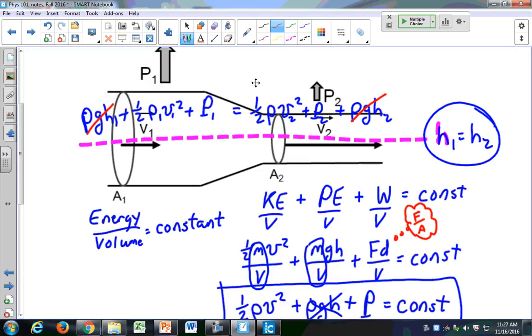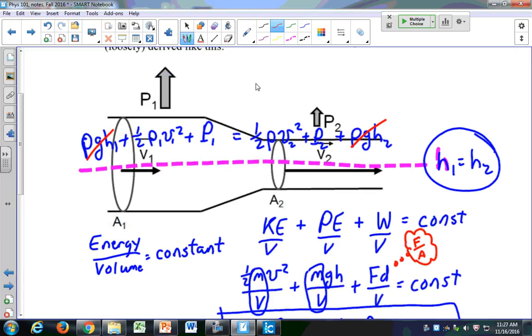Now, the result of this is that if our speed goes up, what happens to our pressure? So for example, in your garden hose, when you put your finger over the end of the garden hose and it comes out at a higher speed, what happens to the pressure? Does the pressure go up? Does the pressure go down? Or does it stay the same? You think it increases, right? Like, that makes intuitive sense. It seems like it increases.